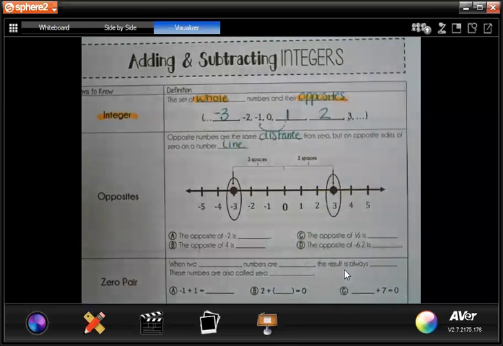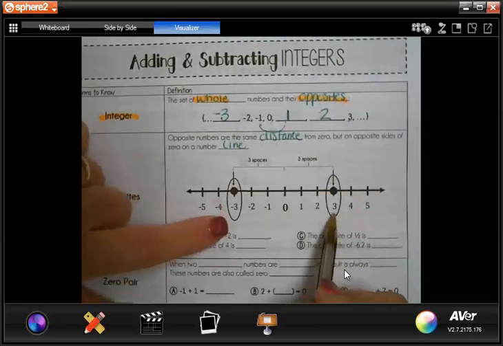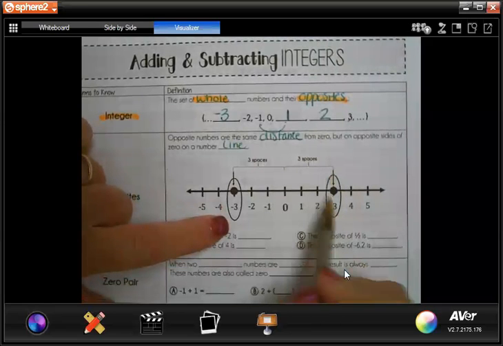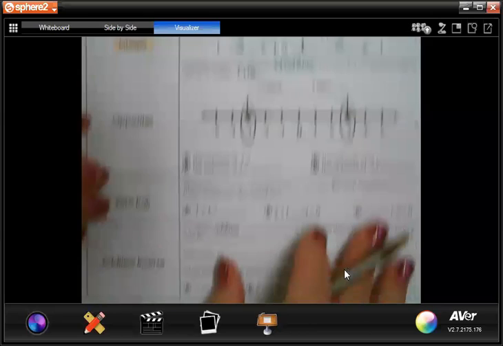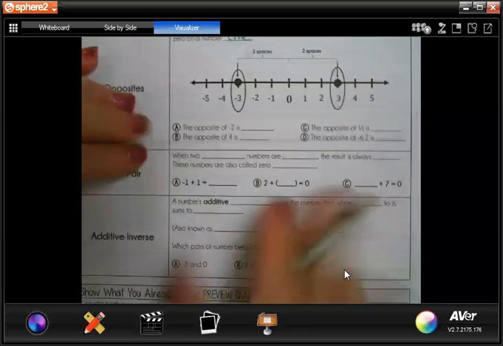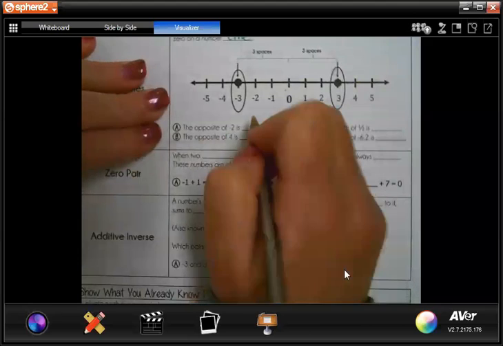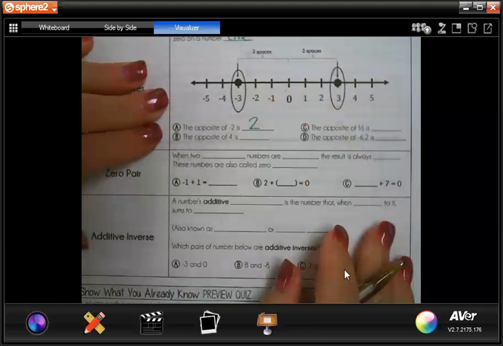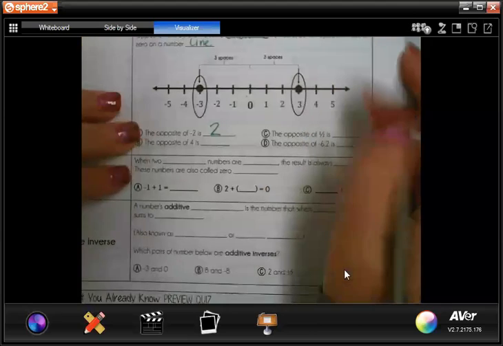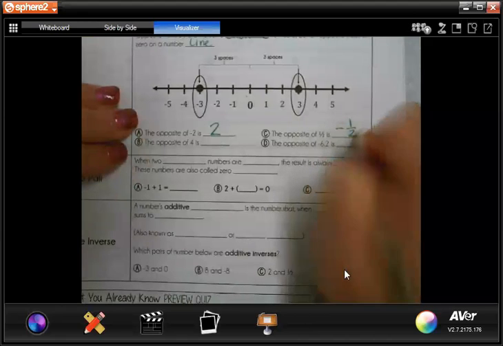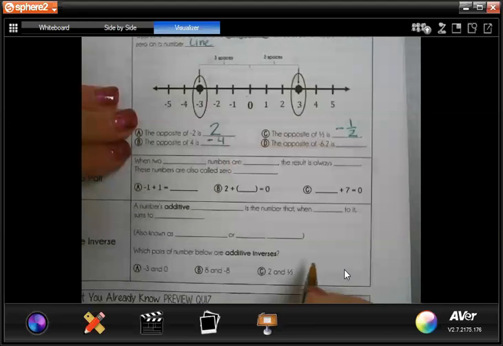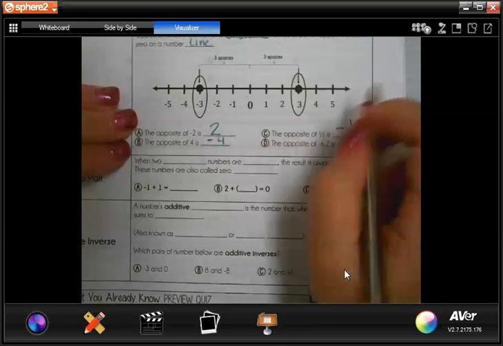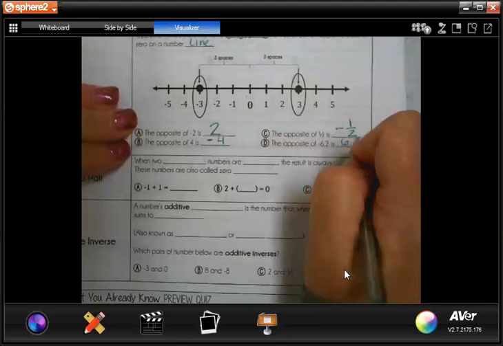So if you look at 3, 3 is 3 units from 0. So -3 is its opposite. If we were to look at some examples, the opposite of -2 would be +2. The opposite of 1/2 is -1/2. The opposite of 4 is -4. The opposite of -6 2/10 is 6 2/10.